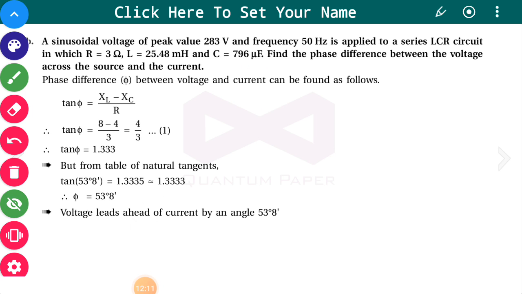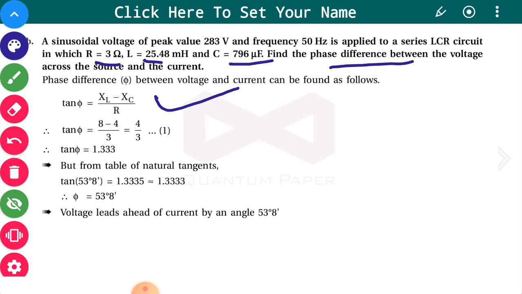Now second part, same example. 283 is the peak value, 50 hertz is the frequency. Okay, 3 ohm and all these values are with us. We want to calculate the phase difference between the voltage and the current. Find the phase difference between the voltage across the source and the current.